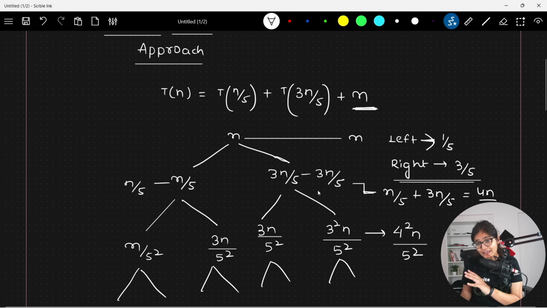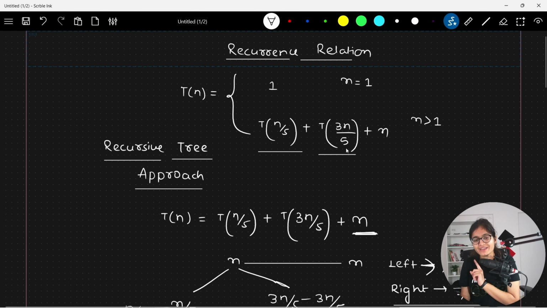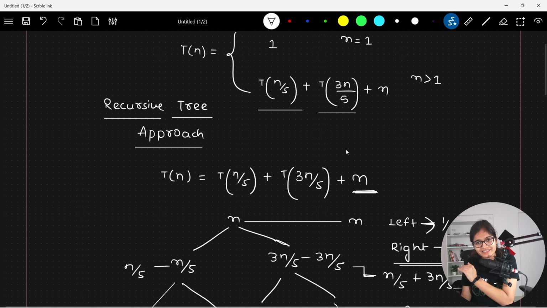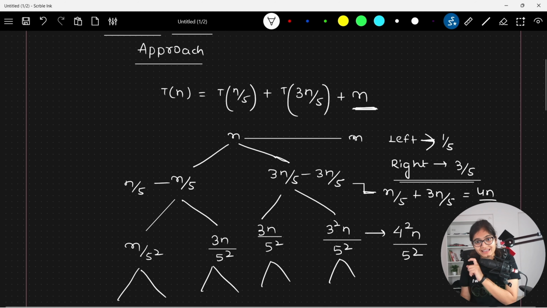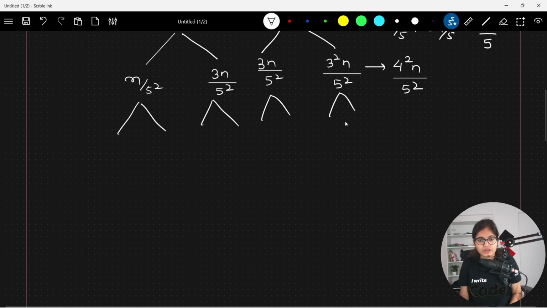It means that at every level, we are having a different cost. This is the first thing that we have observed. Unlike the previous case where we saw that on all the levels we had the same cost, which is n, in this case we have a different cost at every level: n, 4n by 5, 4 square n by 5 square. Now, on the left side, we are observing one pattern where we are dividing the values by 5. On the right side, we are observing another pattern where we are multiplying by 3 by 5. Now we have to see which level is the higher level.